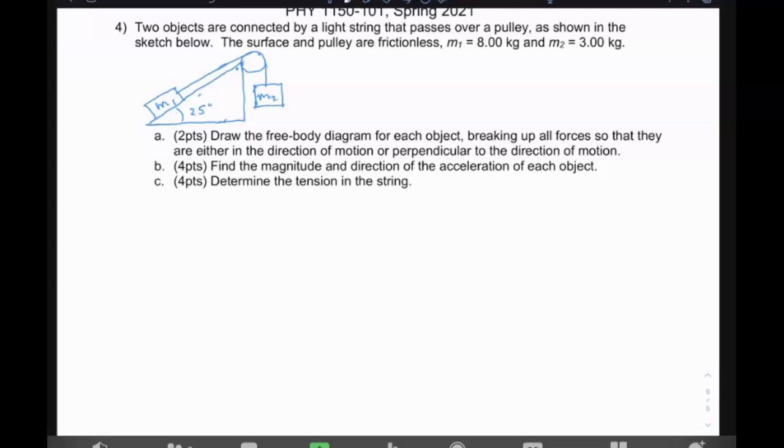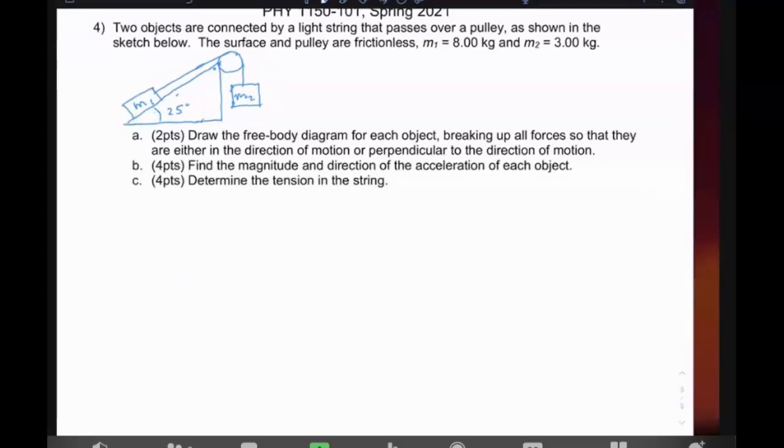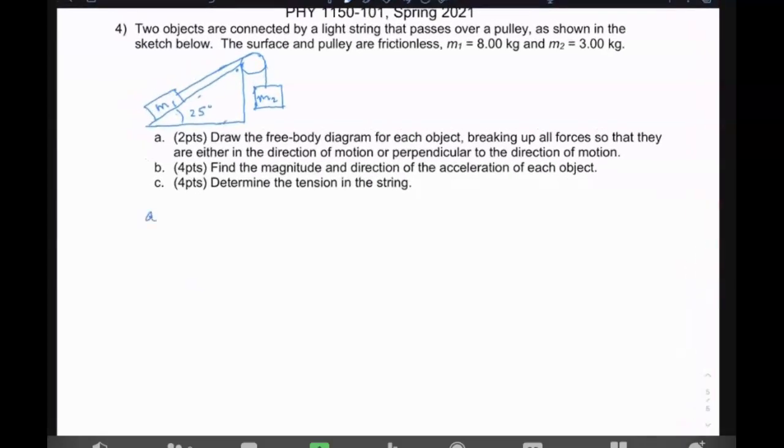In part A, we're asked to draw a free body diagram for each object, breaking up all the forces so that they are either in the direction of the motion or perpendicular to the direction of the motion. So first, we'll do a free body diagram for mass 1. So this is the x direction, and this is the y direction.